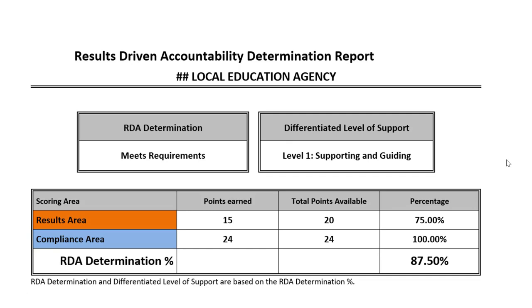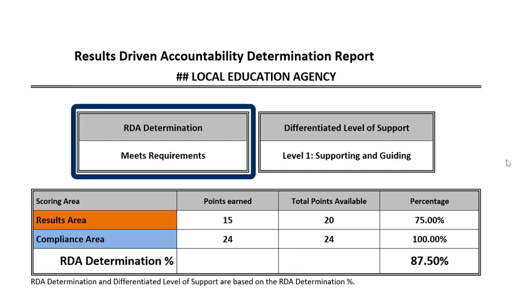This is the first page of the Results-Driven Accountability Determination Report. This video will be applicable as long as it's up on our webpage and will be updated if there are any changes. Let's take a look at the first page of the RDA determination report. You'll see your LEA name at the top.